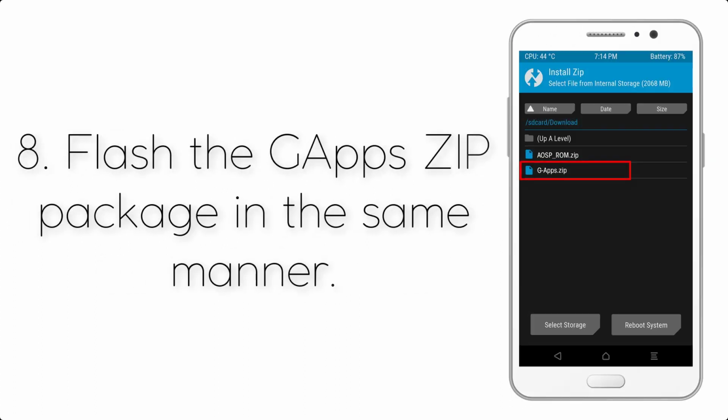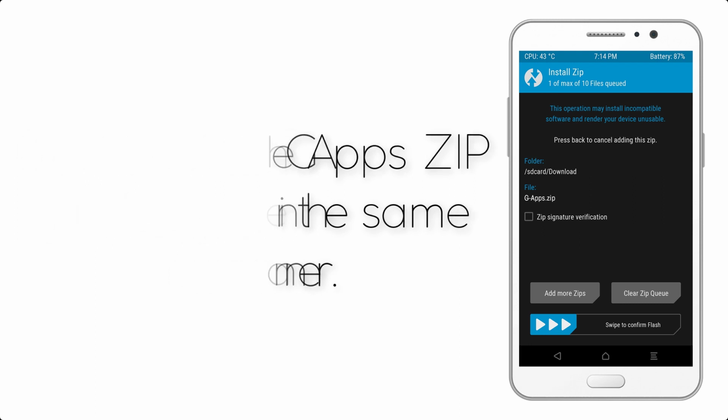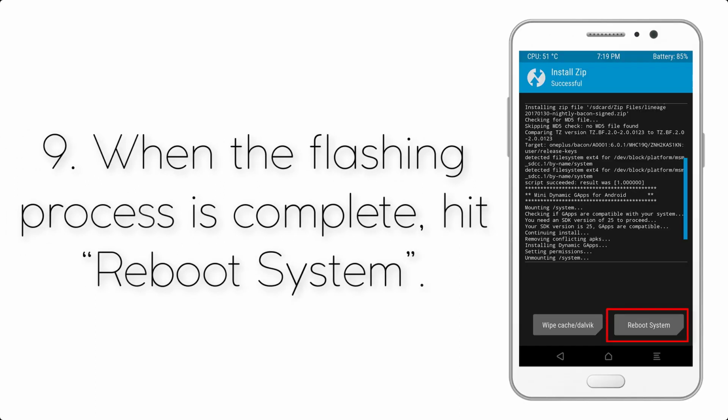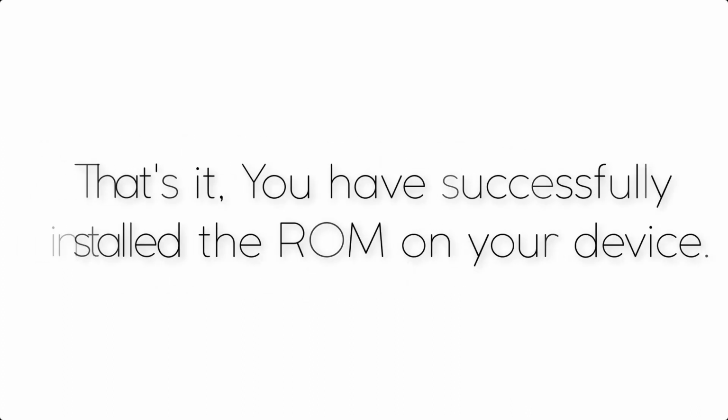Step 8. Flash the GApps zip file in the same manner. Step 9. When the flashing process is complete, hit Reboot System. That's it. You have successfully installed the ROM on your device.